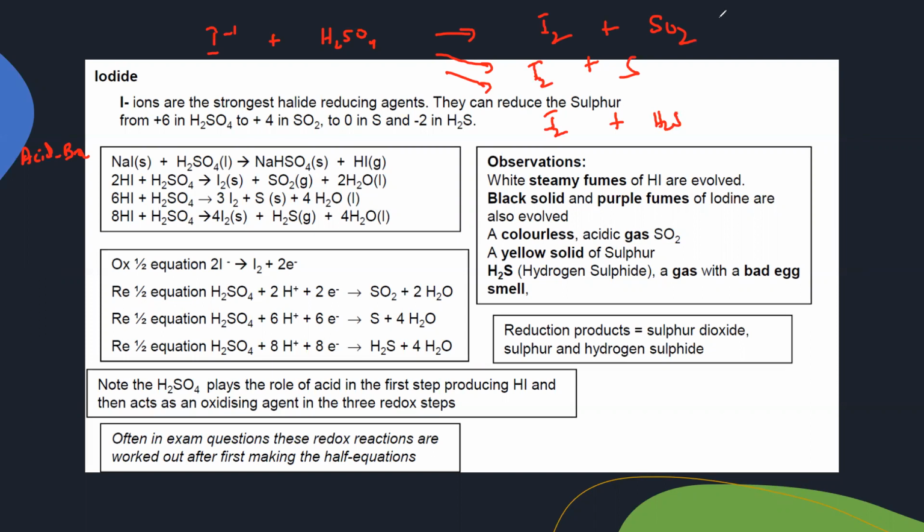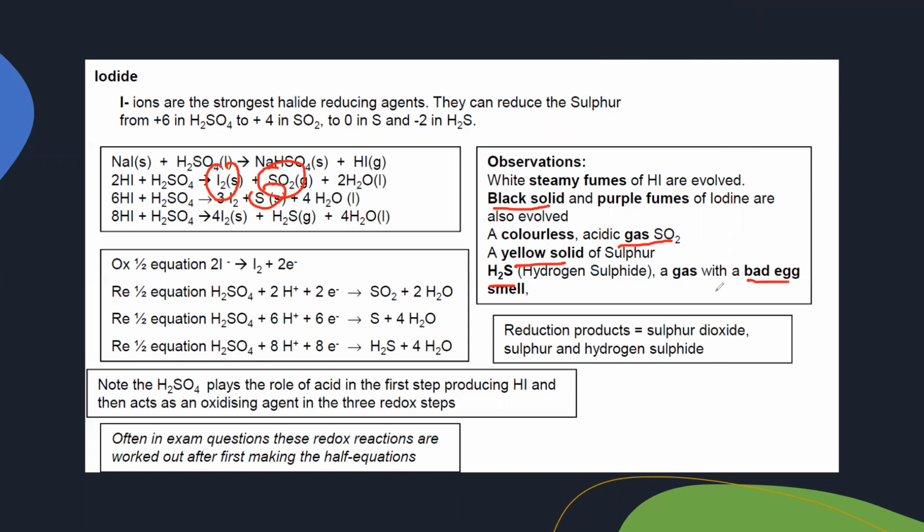hydrogen sulfide. If it produces sulfur dioxide, the oxidation number of sulfur will be +4, for sulfur it will be 0, and for hydrogen sulfide it will be -2. That's why multiple possibilities are there. With 2 molecules of hydrogen iodide, you get an iodine molecule and sulfur dioxide; with 6 molecules, sulfur; and with 8 molecules, hydrogen sulfide. And what are the observations? If an iodine molecule is formed, iodine is a solid, so there is a black solid. Sulfur dioxide is an acidic, pungent gas. Sulfur is a yellow solid. Hydrogen sulfide has a rotten egg smell.